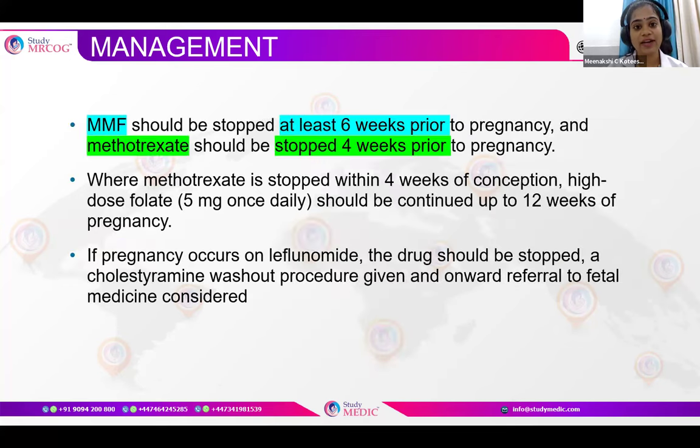So mycophenolate, if the patient is already taking that, can be stopped at least 6 weeks prior to the pregnancy. And methotrexate, you can stop at least 4 weeks prior to the pregnancy. Where methotrexate is stopped within 4 weeks of conception, high dose folic acid should be continued until 12 weeks of gestation. And if the pregnancy occurs on leflunomide, it's important that the drug is stopped and we give what is called the cholestyramine washout procedure. Okay, and we have to consider referral to the fetal medicine unit.